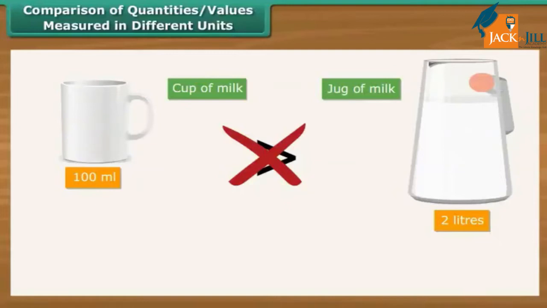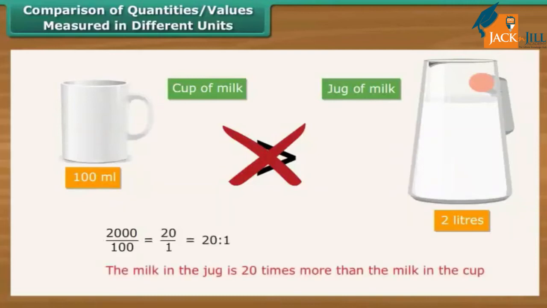Express 2 liters as 2000 milliliters. Now the quantities are comparable. Let us find the ratio. 2000 by 100 is the same as 20 by 1 or 20:1. Therefore, the milk in the jug is 20 times more than the milk in the cup.